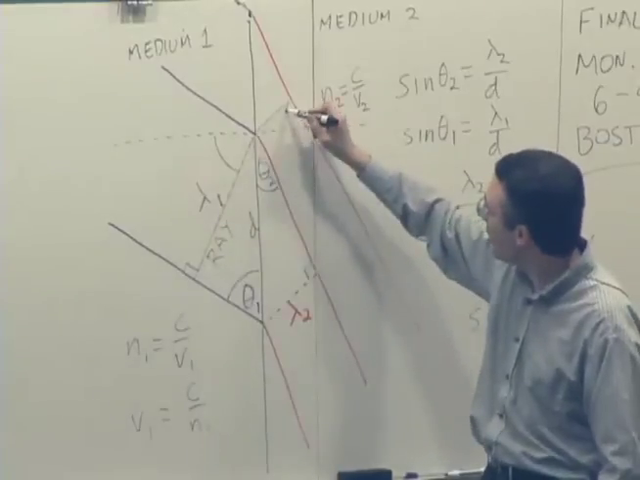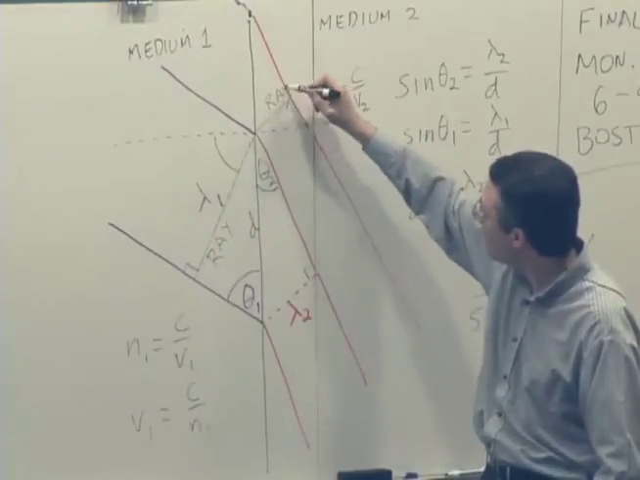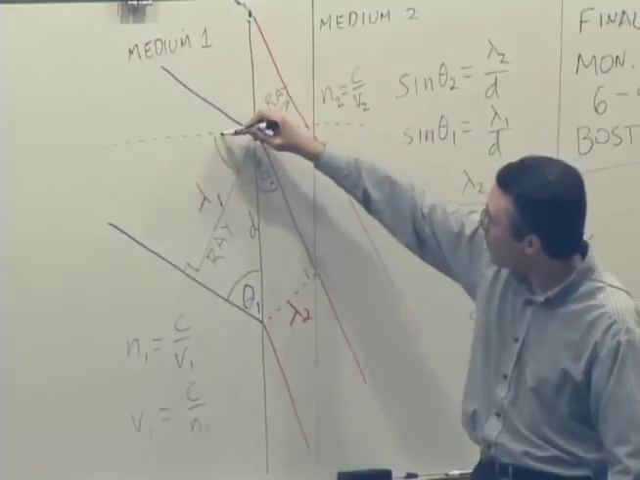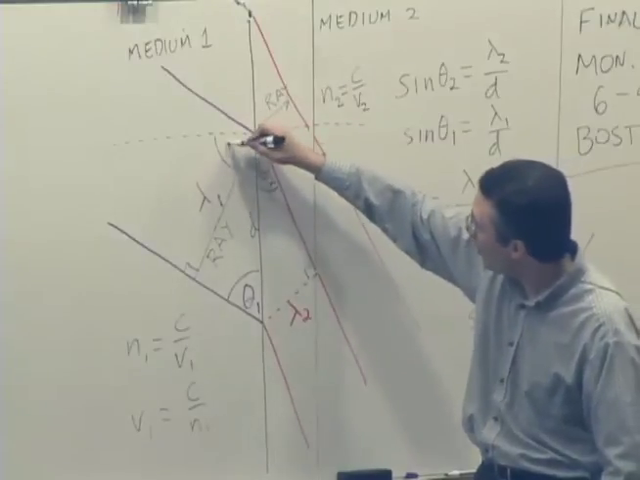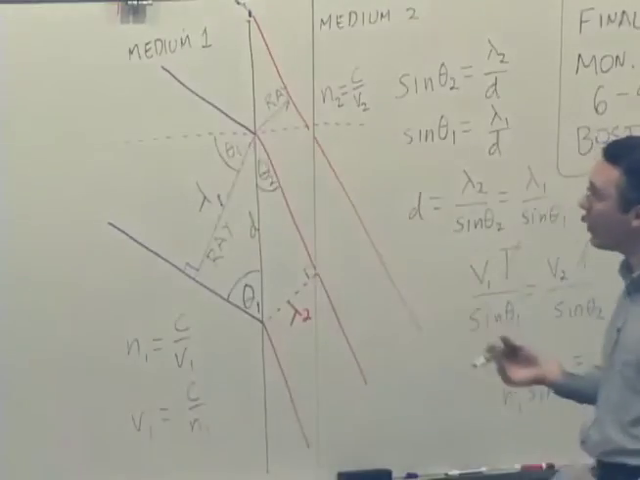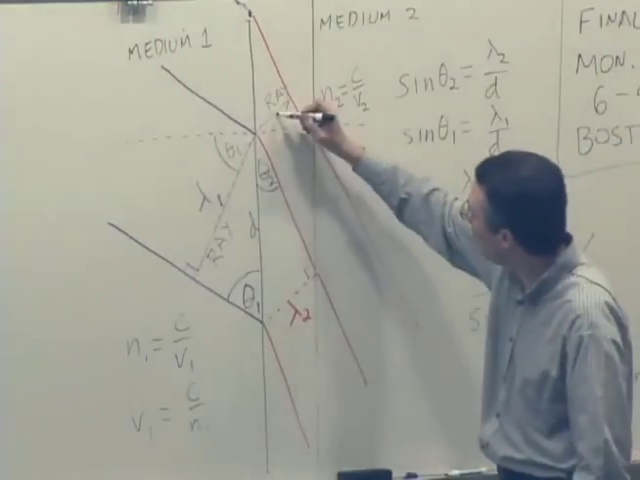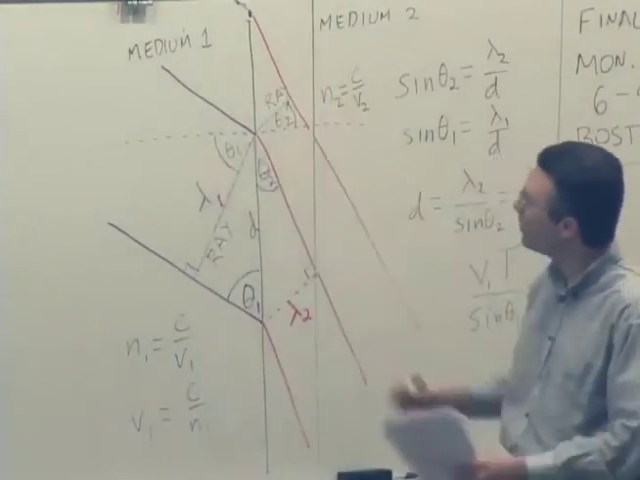And here's another light ray. That's the ray in the second medium. If I draw a line from the perpendicular to the ray, I'll call that the angle, the incident angle. And that's theta, the same as theta 1, and this is the same as theta 2.